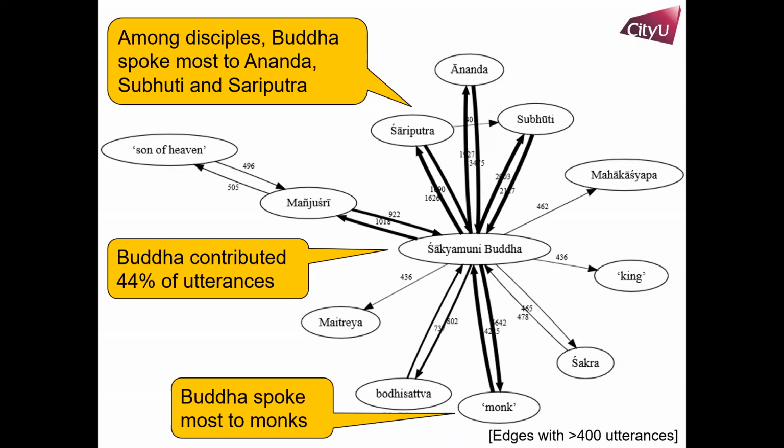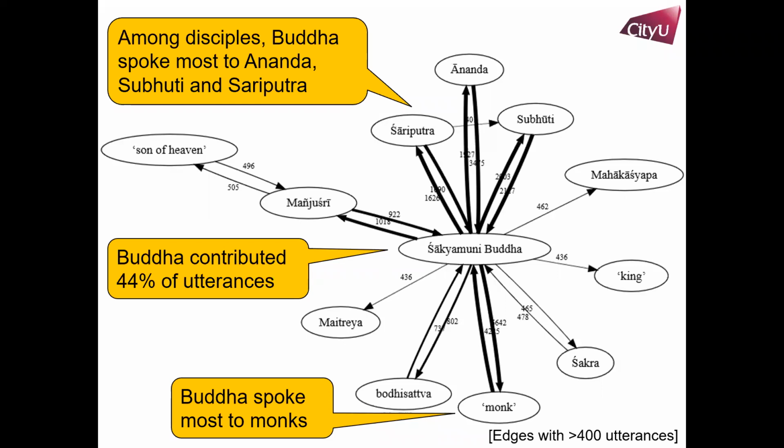So here are several example questions that you can ask of this graph. For example, you can ask among the disciples of Buddha, who might be the closest one, as measured by how frequently they have conversations. In our results here, Buddha spoke most to Ananda, Subhuti, and Sariputra. And I believe this would reflect what a Buddhism scholar would expect. If any of you have knowledge about this, I'd be happy to learn more about this.